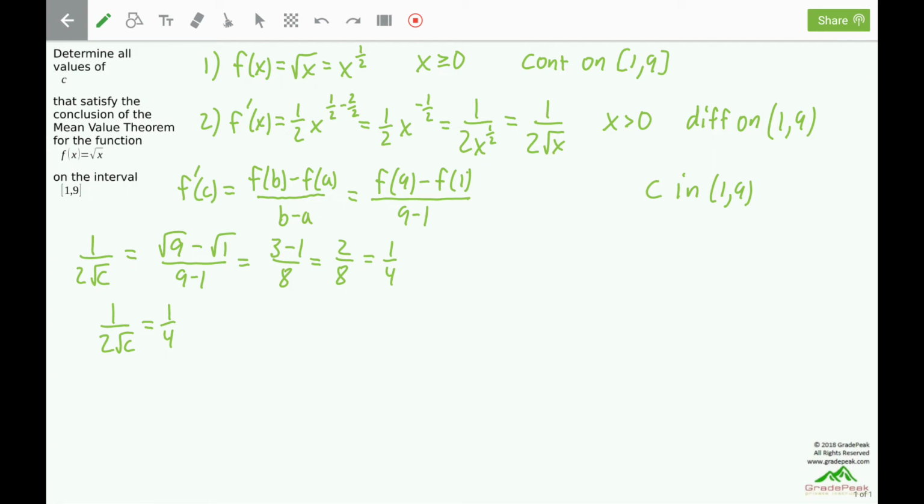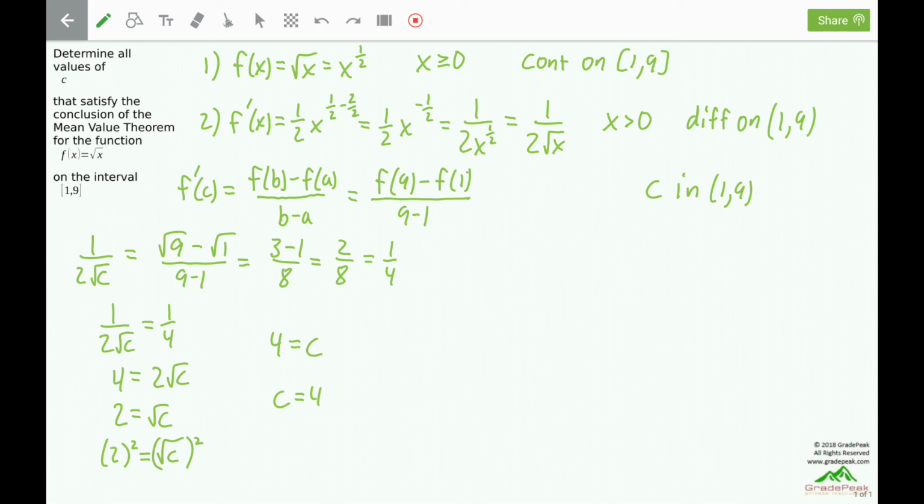We can now cross multiply: multiply both sides by 4, which will put a 4 in the numerator on the left, and multiply both sides by 2 square root of c, which will put a 2 square root of c in the numerator on the right. We can divide both sides by 2, so 2 equals the square root of c. And we can now square both sides to solve for c. 2 squared equals the square root of c squared. 2 squared is 4, so we have 4 equals, the square root of c squared is c. So it looks like we have a c value of 4.